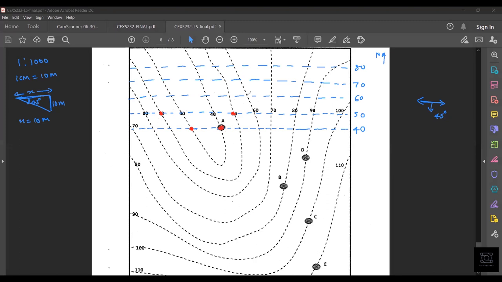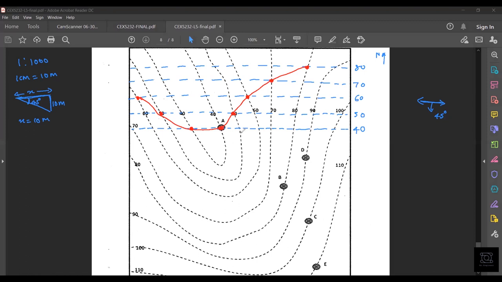Next, 60 and 60. If you observe, this is one 60, and there is another 60 here. For 70, there is one point here, and that's it. For 80, there is another point here. I think that's all. So you have to connect this outcrop line. Along this line, you can see the quartzite visible on the top surface. So that is what they are asking, right?